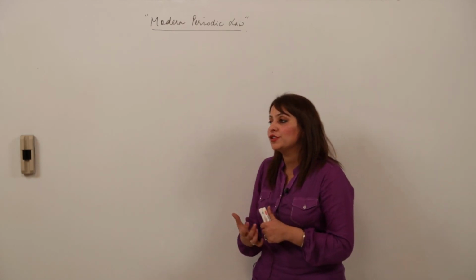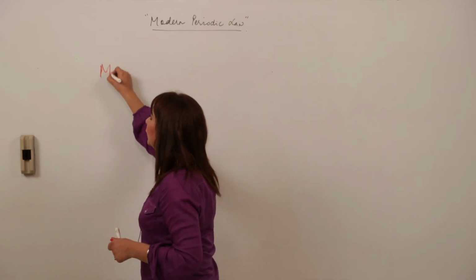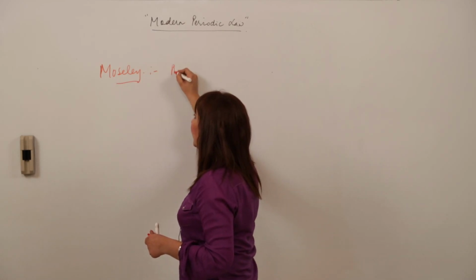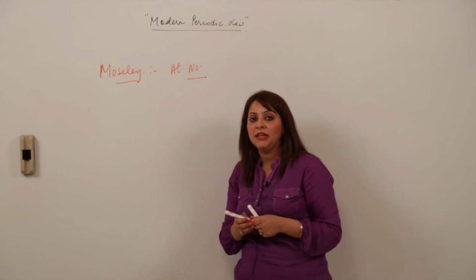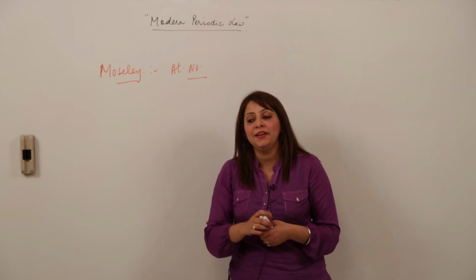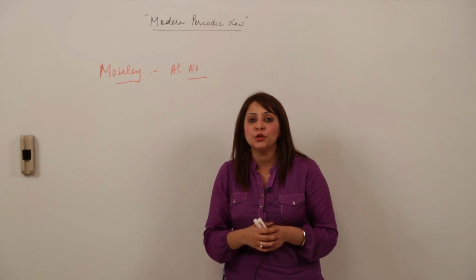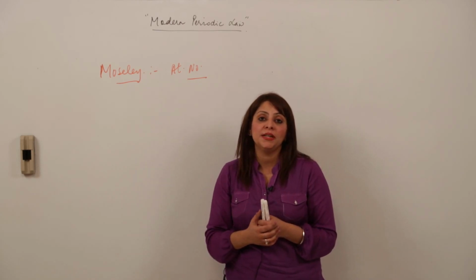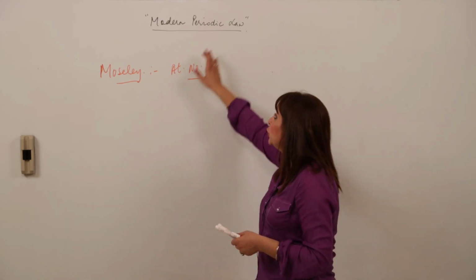But before the modern periodic table came, the scientist Moseley was the one who said that instead of atomic weight, if an atomic number is considered as a fundamental property, that means if instead of arranging the elements according to increasing weight, we arrange the elements in order of increasing atomic numbers, we'll see more periodicity in the properties. And it really happened, and this led to the formulation of the modern periodic law.